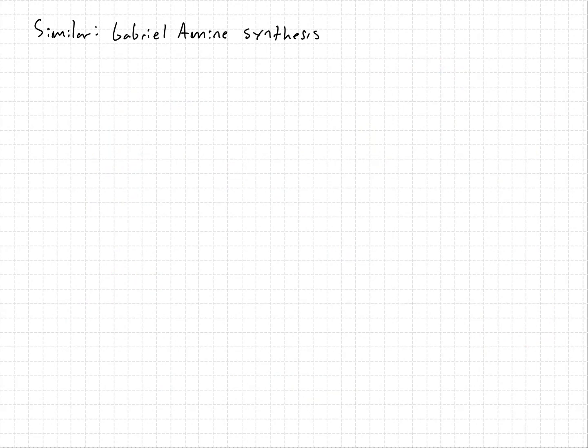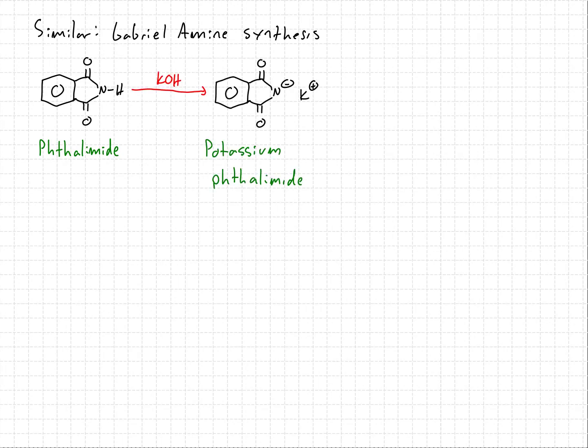There's another similar route that we can use, which is called the Gabriel amine synthesis. The Gabriel amine synthesis starts with this compound, which is phthalimide. Phthalimide is relatively acidic and can be deprotonated by potassium hydroxide to give the potassium salt of the phthalimide ion. This ion is relatively nucleophilic and can undergo quick SN2 reactions with alkyl halides to give substituted compounds like this.